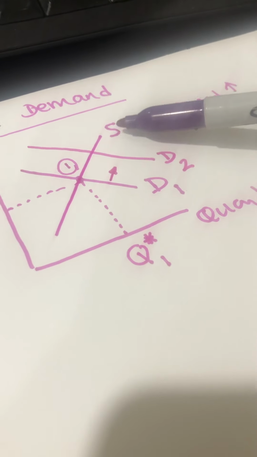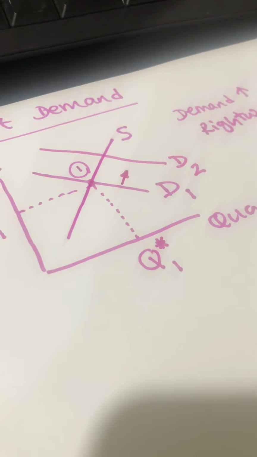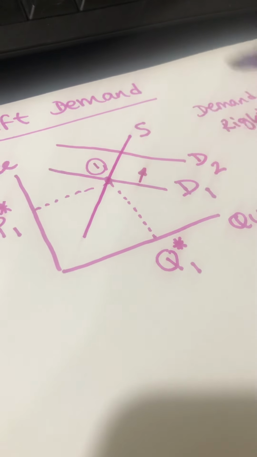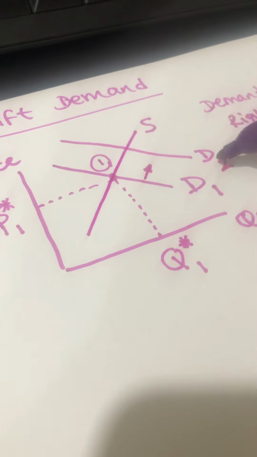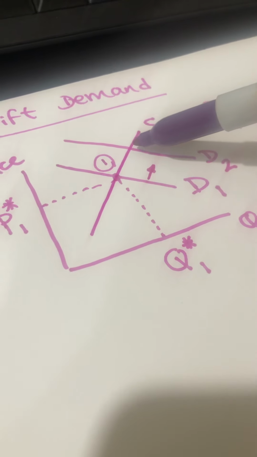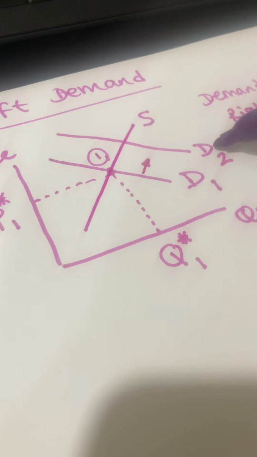Nothing happened here to our supply. Later on, we're going to shift the demand and supply both at the same time. But in this example, the supply is not shifting, is not changing. It's the same as before. The only thing that is changing is our demand. So since we have a new demand, we have a new equilibrium, which is coming from the intersection of our supply, which did not change, and our new demand.